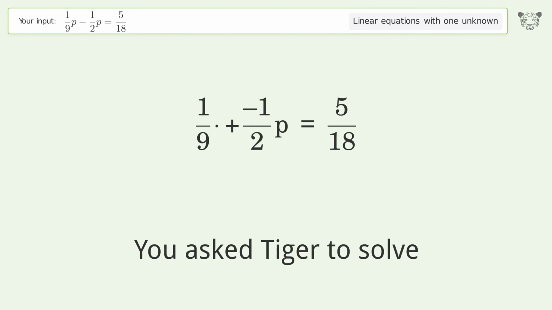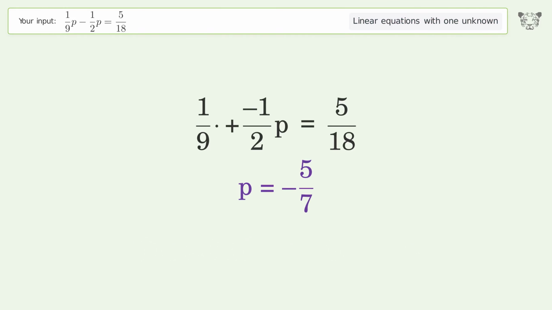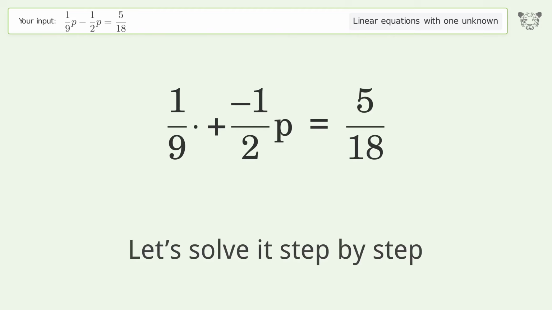You ask Tiger to solve. This deals with linear equations with one unknown. The final result is p equals -5/7. Let's solve it step by step.